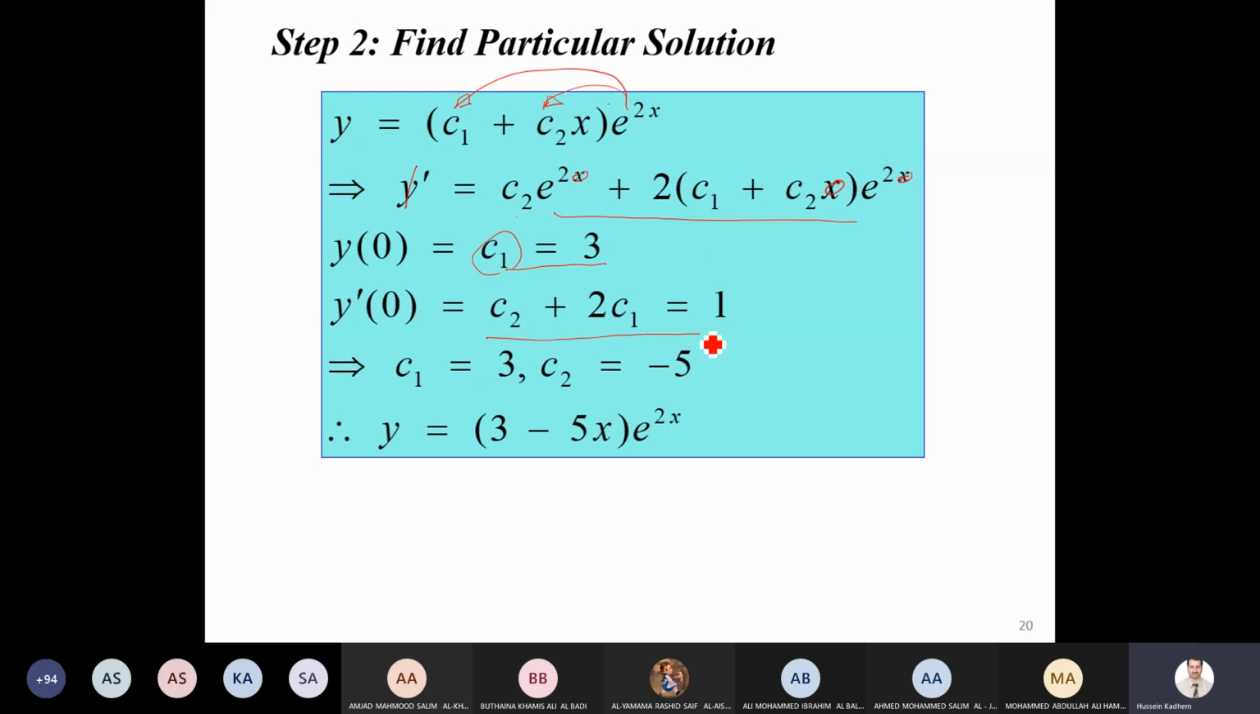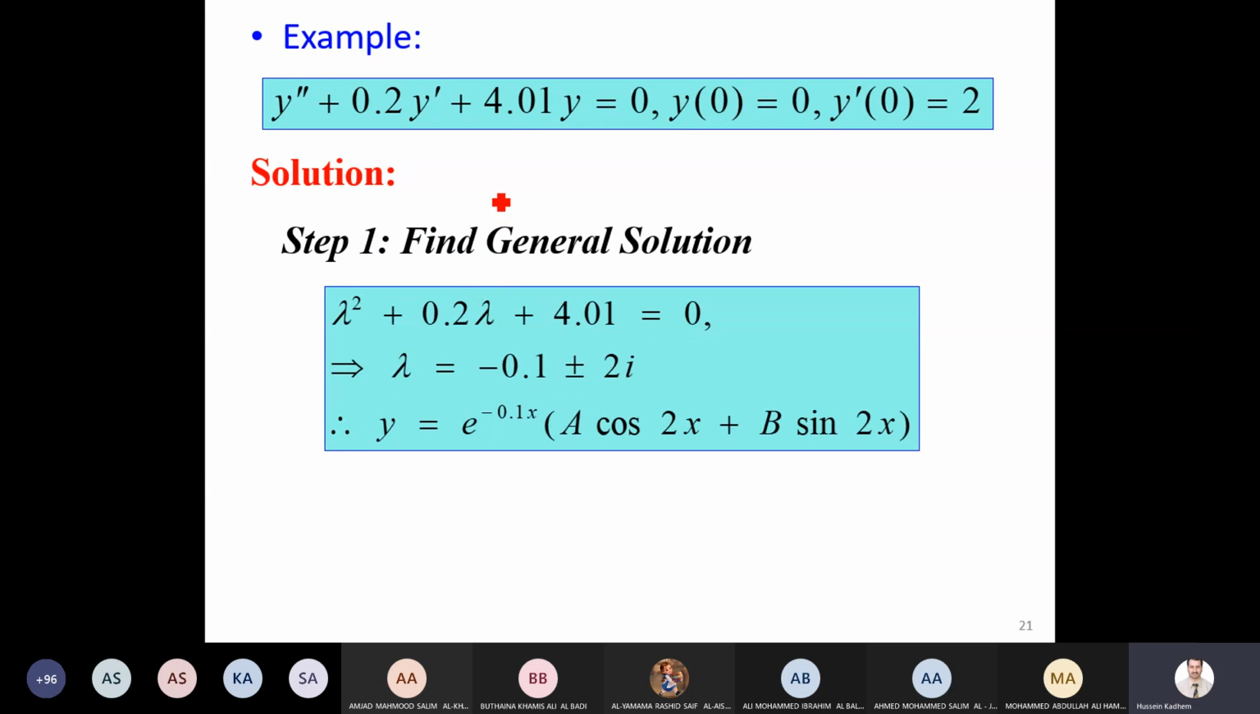We got an equation with two unknowns. Since c1 is known, which is 3, I can find c2. So I have c1, I have c2. Let's substitute them here and here. Now this is how the final equation, the solution, looks like. Another problem. I will solve this one, then we will solve together a few problems.